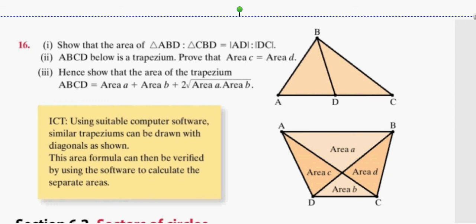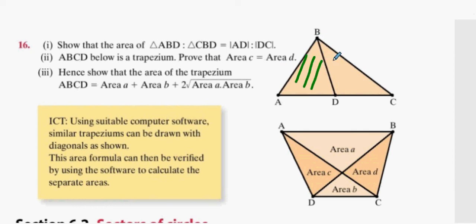Okay. Show that the area of ABD to CBD is AD is to DC. Oh man. ABD is this one, and CBD is that one. Show that the area of the blue triangle to the green triangle is AD is to DC.